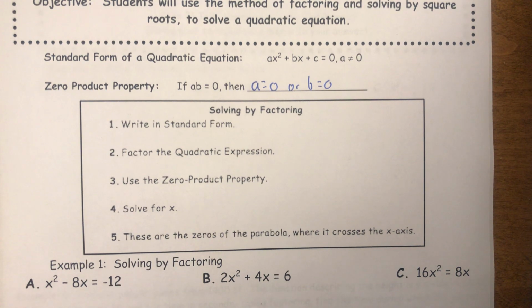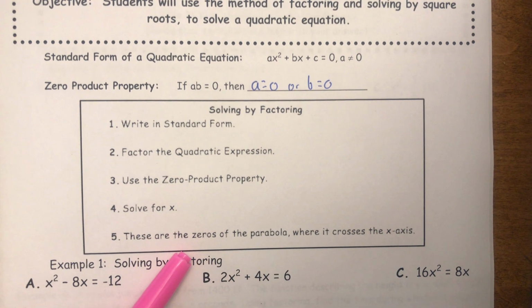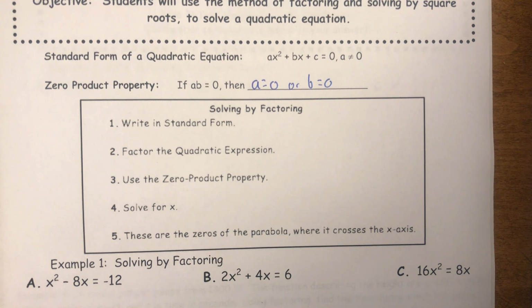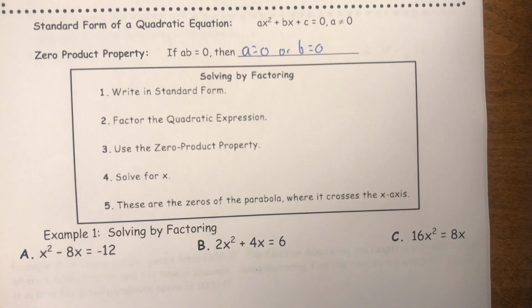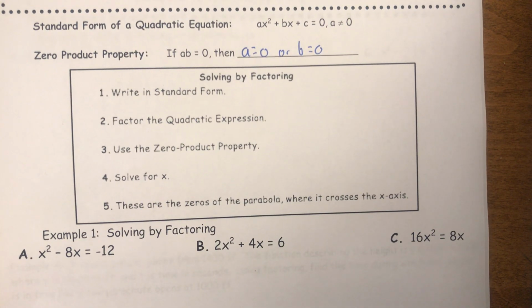When we are solving for x, we're finding the zeros of the parabola. We're finding where our quadratic equation, the parabola, when we graph it, would cross the x-axis. So let's go ahead and take a look at this first example. When I look at number 1a, I have x squared minus 8x equals negative 12. Now, it is not written in standard form.